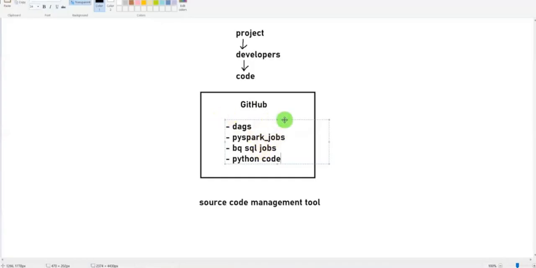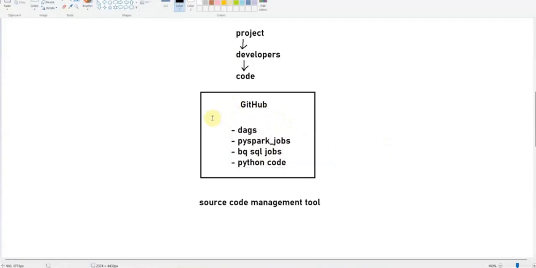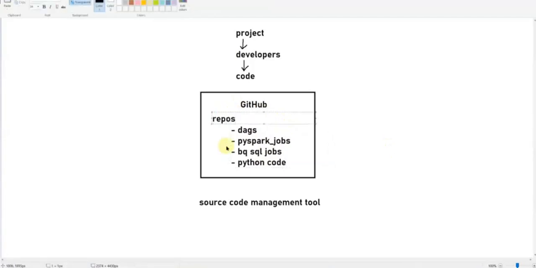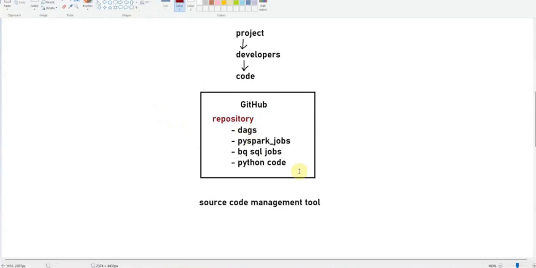They create a repository in GitHub and store the code there. What is a repository, sir? A repository is nothing but a storage location where your code is stored. It's like a container to keep your code. In the repository, they store the DAGs, PySpark jobs, all the code. The entire code will be available here.